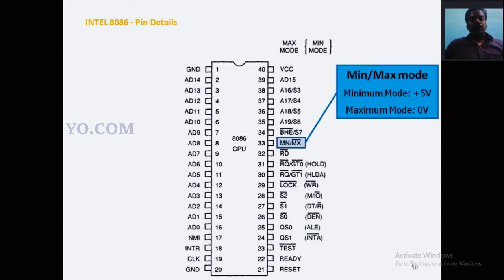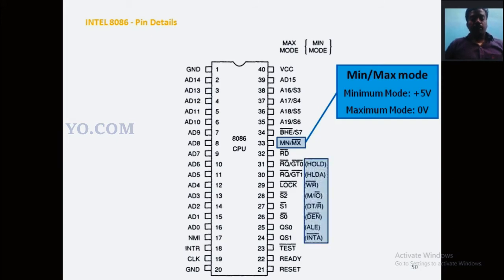So the features are very important. The same way in minimum mode and maximum mode. In minimum mode we can access very minimum features. In maximum mode we can access all the features. If pin number 33 is connected with 5 volt, that is considered minimum mode. If it is connected with 0 volt, that is considered maximum mode.